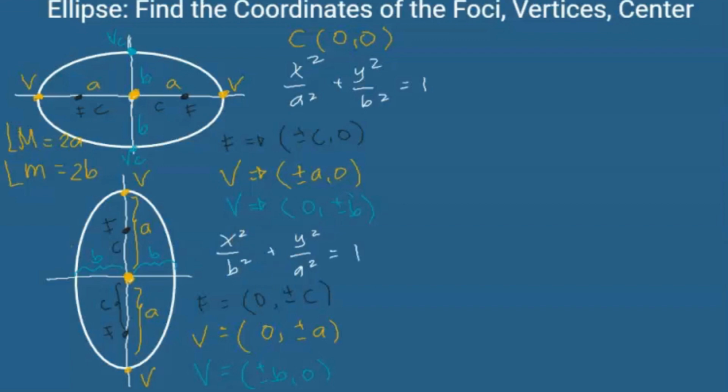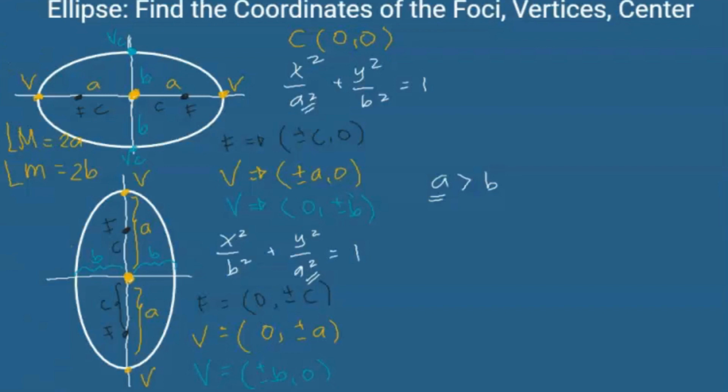So as you can see here, the a squared is the one with the major axis. In ellipse, a is always greater than b. So a is the length from the center to the vertex. So if the larger number is under x squared, it means your ellipse is horizontal. If the larger number is under y squared, then your ellipse is vertical.